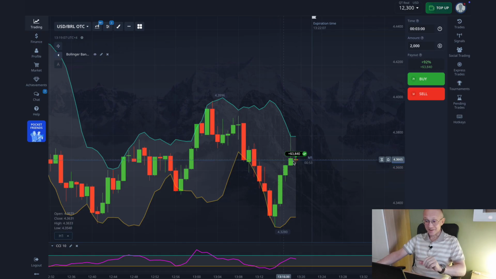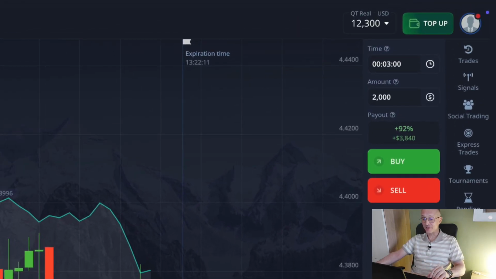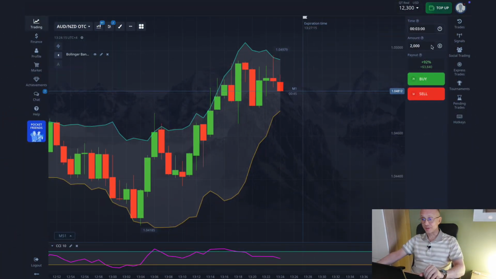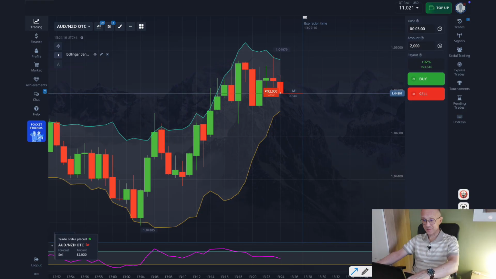Yes, another trade closed in the black and brought in $1,840. Let's move on. Next entry point. The expiration time is 3 minutes and I'm opening a short trade for $2,000.